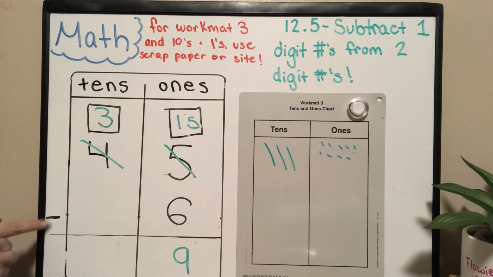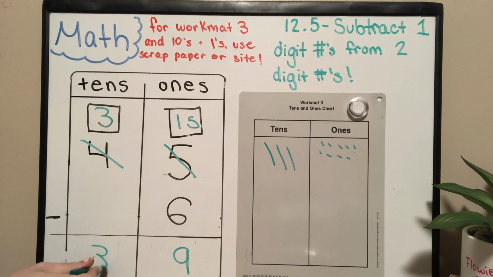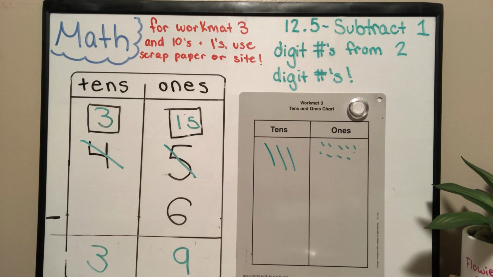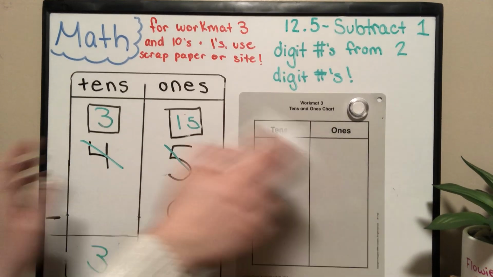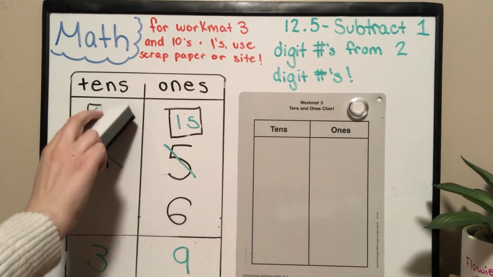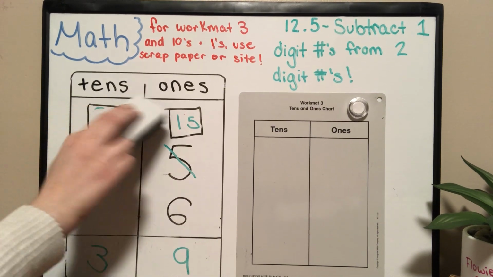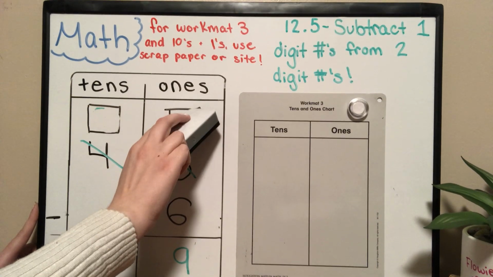3 minus nothing. I can just bring that 3 right on down. My answer for number 2 is 39. Okay? I'm going to go ahead and reset for the next problem. Being a little careful when I'm erasing inside the boxes.